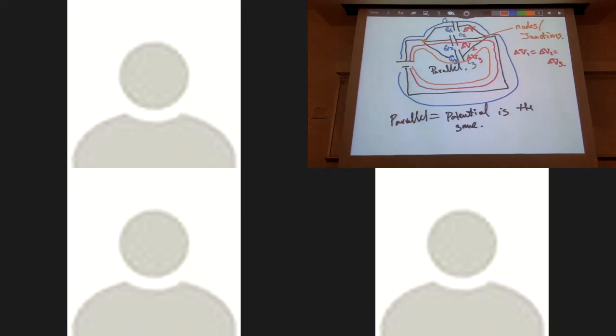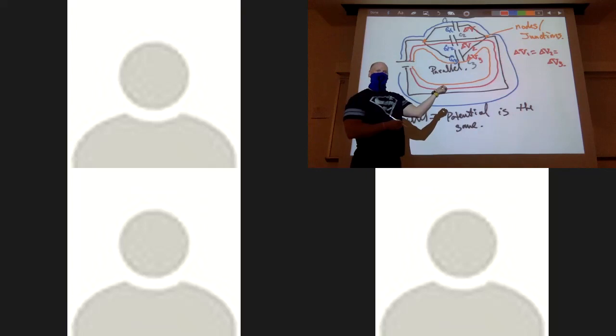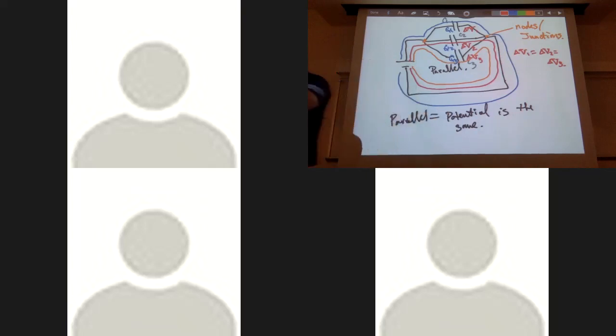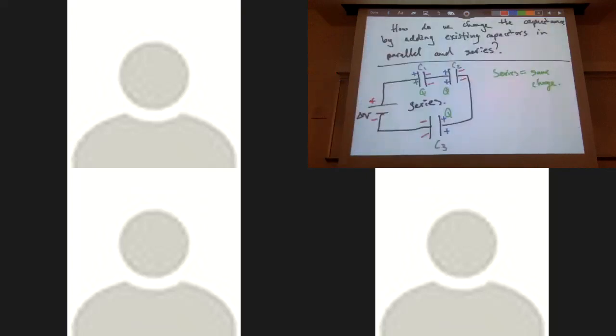So the question then is, if I took these three capacitors, which were in series, and I broke them all down to a single capacitor, what would then be the capacitance of that capacitor? This is what we call the equivalent capacitance.